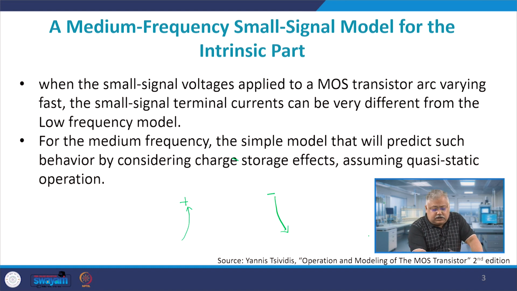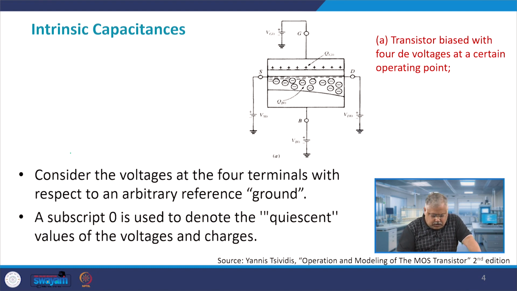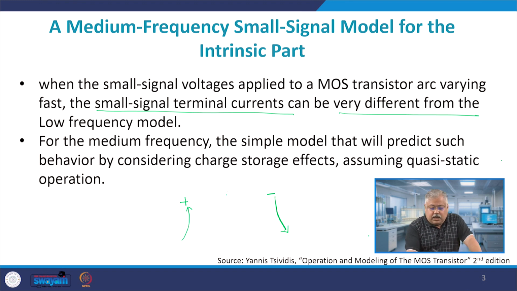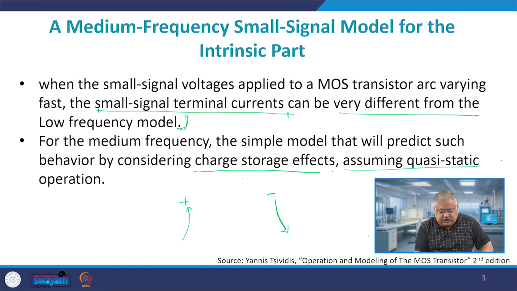Now, look at the first point: when a small signal voltage is applied to a MOS transistor and it is varying very fast, then the small signal terminal currents can be very different from the low frequency model. When you are applying a very high frequency signal, the currents will be quite different from those of a low frequency model. For medium frequency, we will be able to predict the behavior very easily if we consider these phenomena, charge storage effects, and assume that there is a quasi static operation taking place here. What is a charge storage effect? I will explain to you what I mean by that.